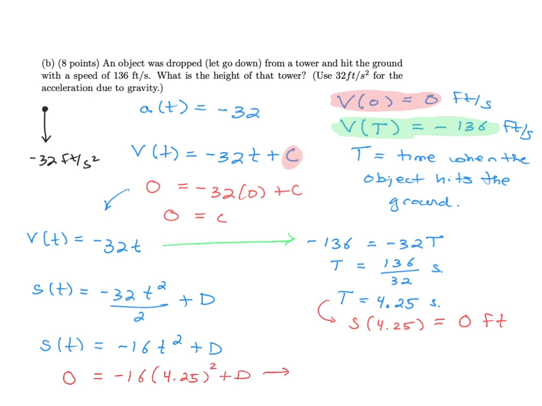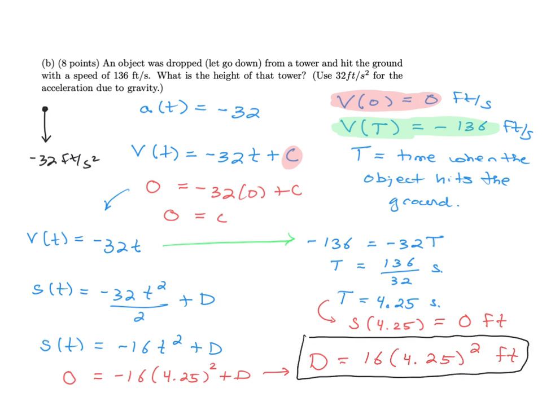So if we want to solve for d, d is equal to, I will add this to the other side of the equation, 16 times 4.25 squared, and this is feet. Now, this is the height that we're looking for. I don't have a calculator on me, so just to get an idea, 16 times 4.25 squared is exactly 289 feet. So that is the height of the tower.